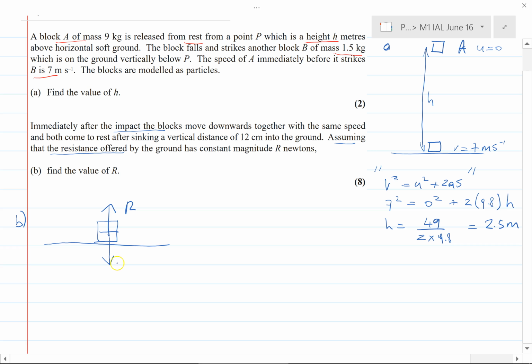but it's also got weight 10.5 g together, because it's got 9 kilograms and 1.5 kilograms, so the combined weight is 10.5 g. So those are the forces on the thing. R is going to be causing it to rapidly decelerate. So A is in that direction. It's going to be decelerating but moving down initially with this speed of 7 meters per second.